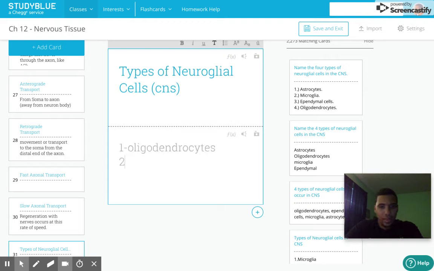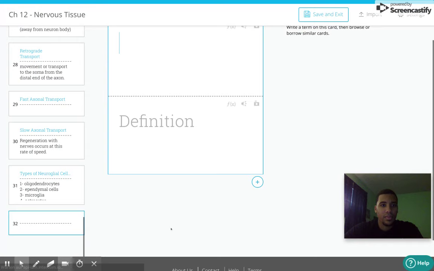Then you have your ependymal cells. Third, you have your microglia, which are your last line of defense. They're pretty much just modified white blood cells. You have astrocytes. The astrocytes, in a board question, they might ask you, are you aware that astrocytes make up the blood-brain barrier? Yes, you're aware. If they ask you that and it's super easy like that, then yeah, astrocytes make up the blood-brain barrier.